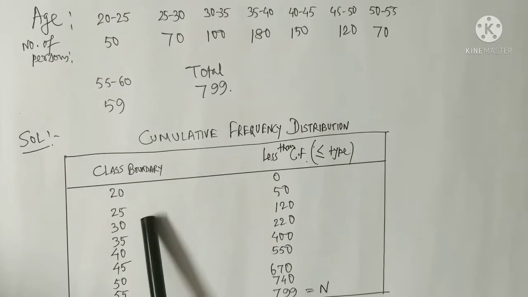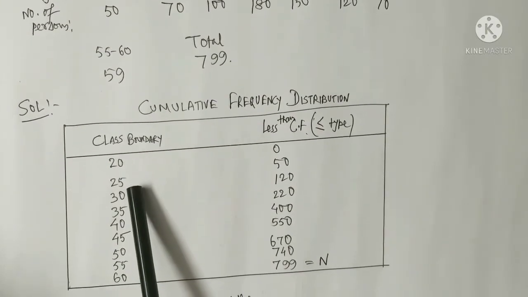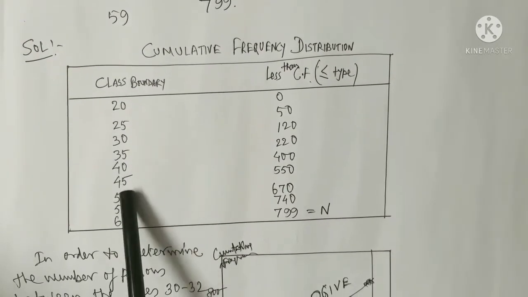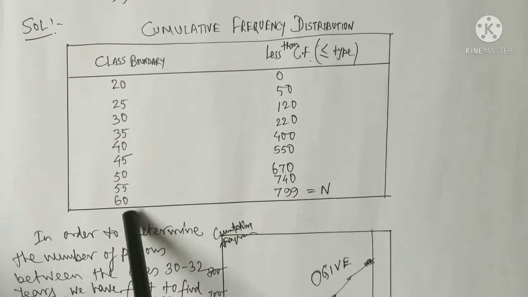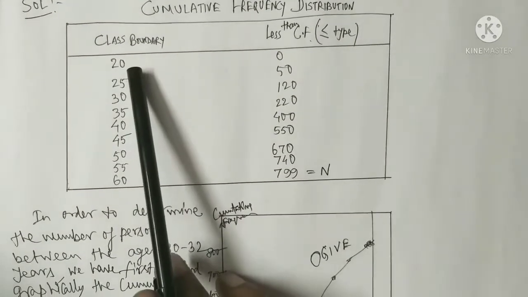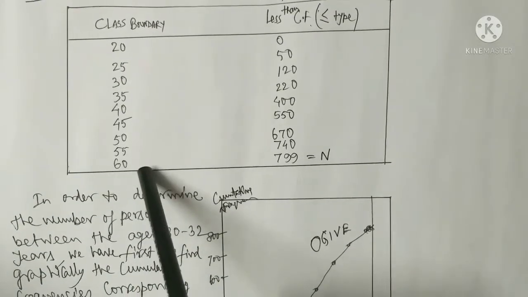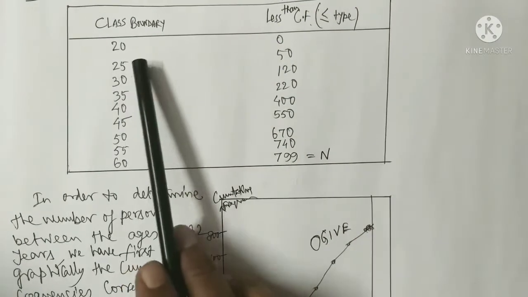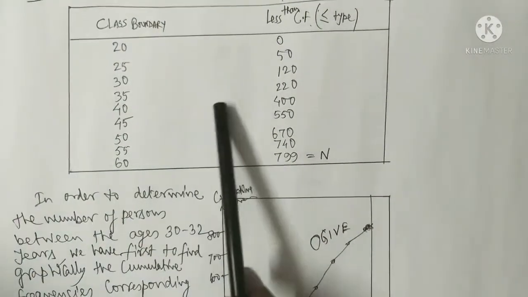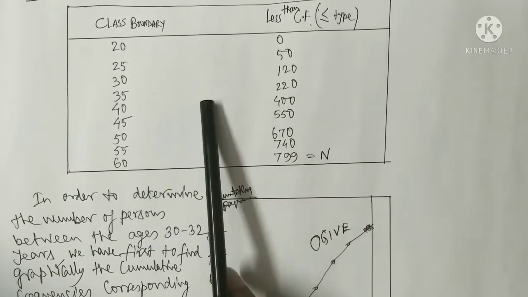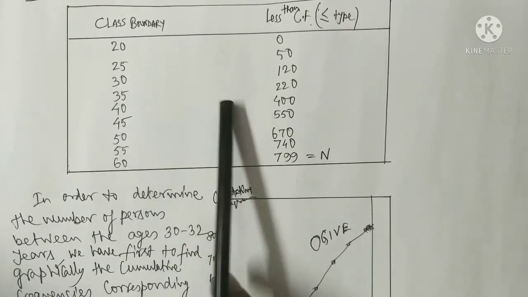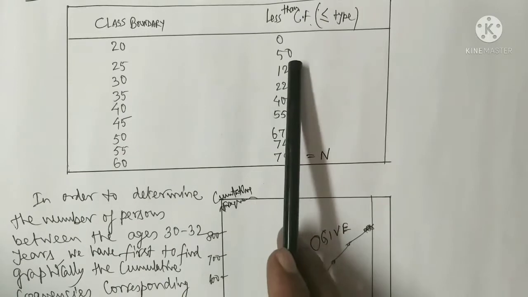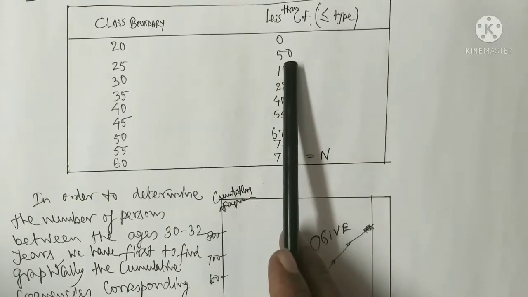First we take the lowest boundary point, that is 20, 25, 30, 35, 40, and so on, and the last one is the upper boundary point. When we count less than type, below 20 there is no frequency, that is 0. Between 20 and 25 we get 50, that is, below 25 we get 50 frequencies.